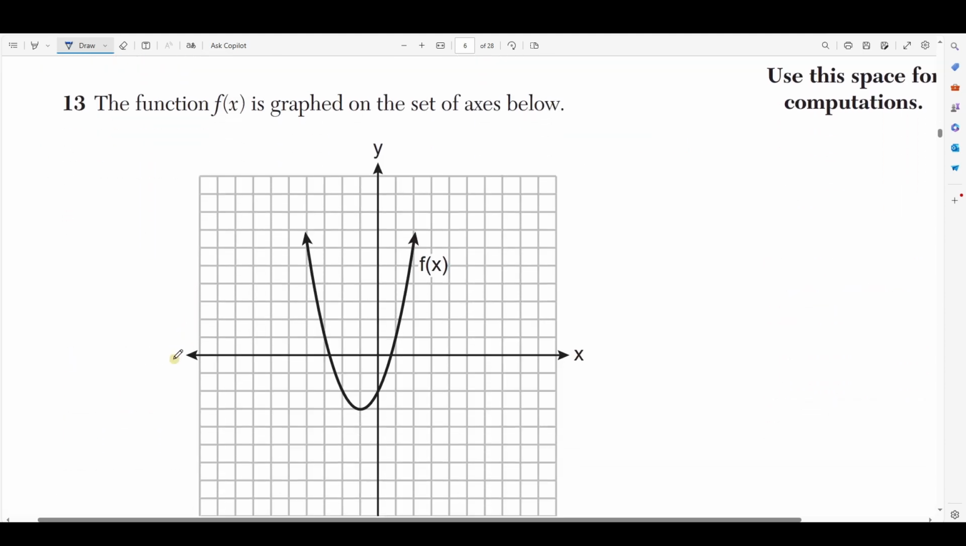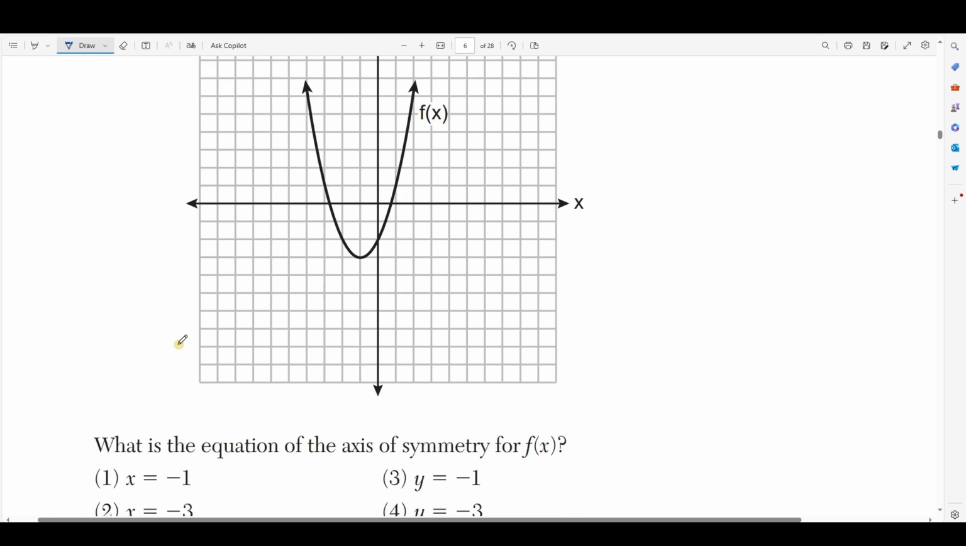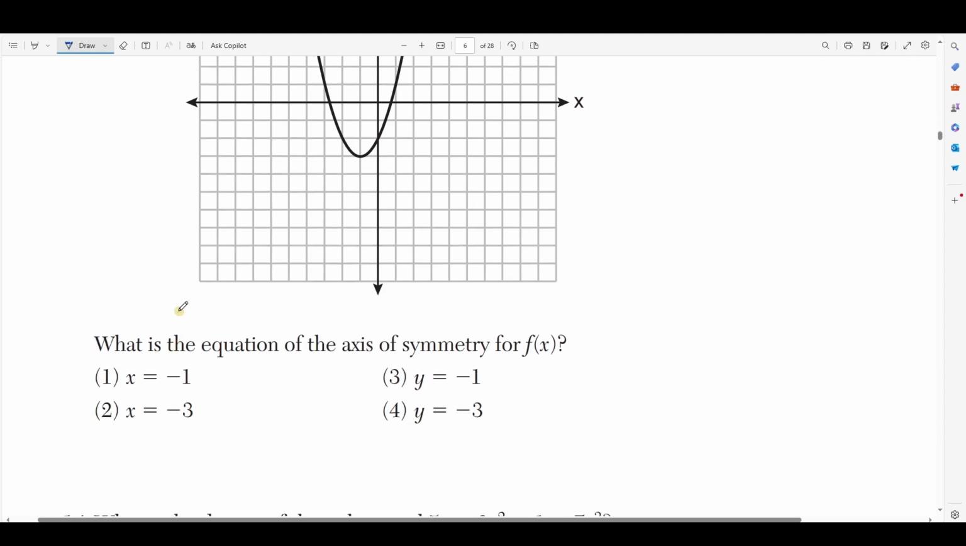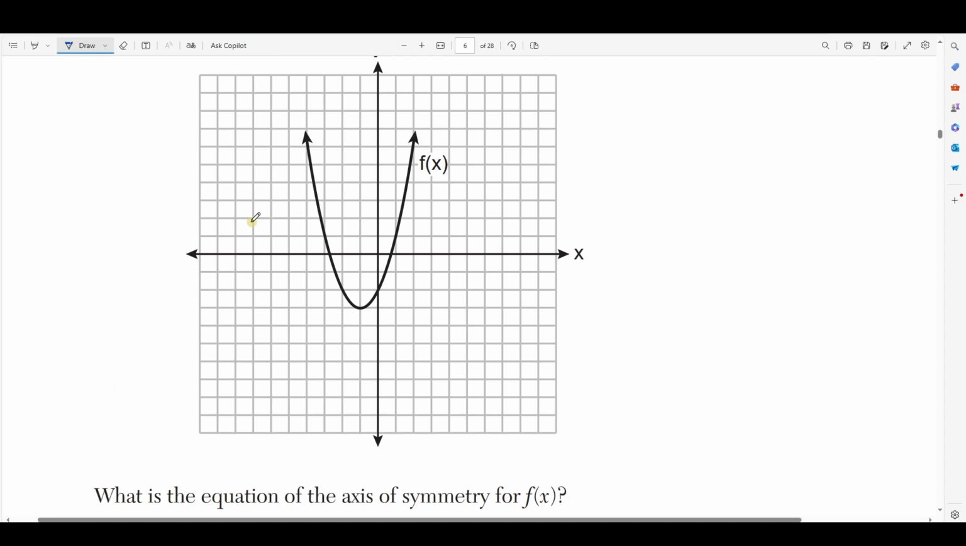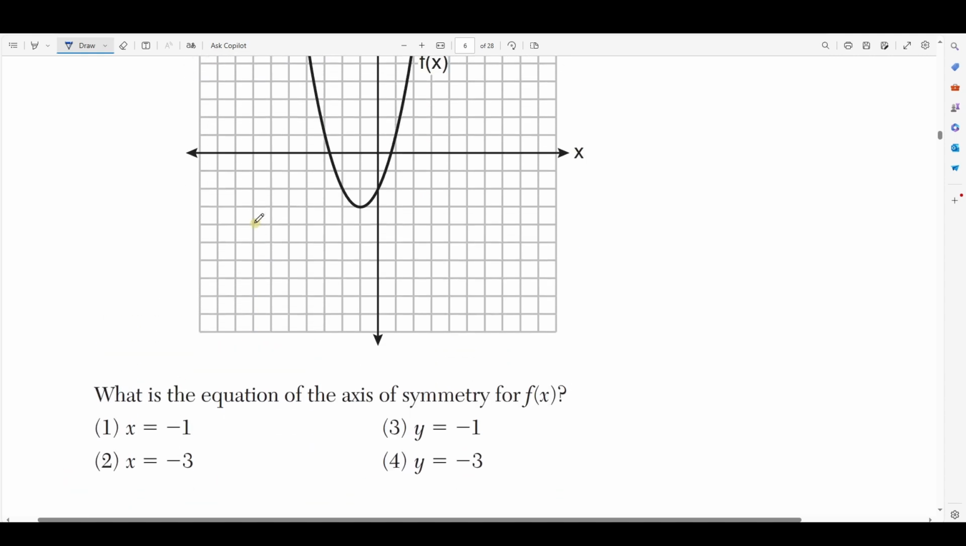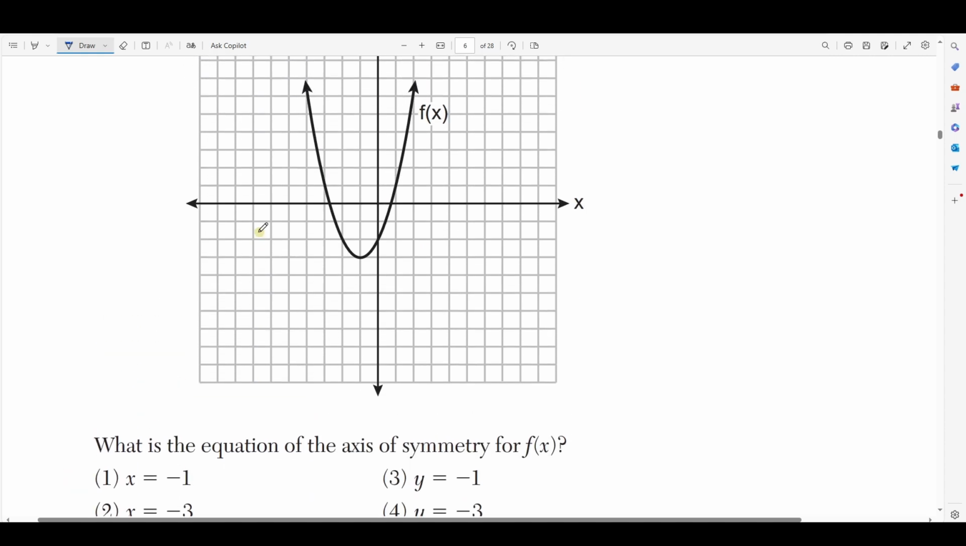Number 13 says the function f of x is graphed on a set of axes below, which is the equation of the axis of symmetry for f of x, right? So the axis of symmetry is going to split this up into a half, or it's going to make both sides equal to one another, right? And for a parabola, or something that looks like a smile or a frown, the axis of symmetry is going to pass through the vertex, or this tip, right? So here the axis of symmetry has to pass through this tip and split it in half into 2 equal halves. So this is going to be our axis of symmetry.